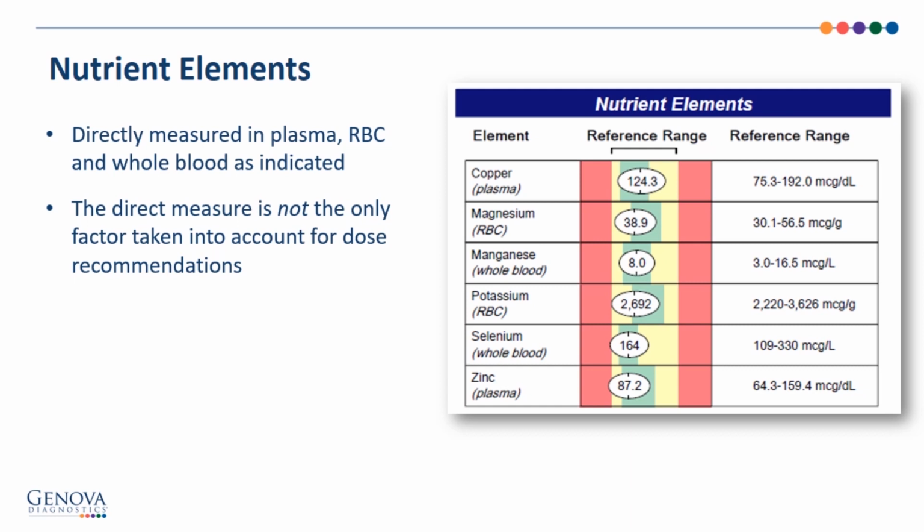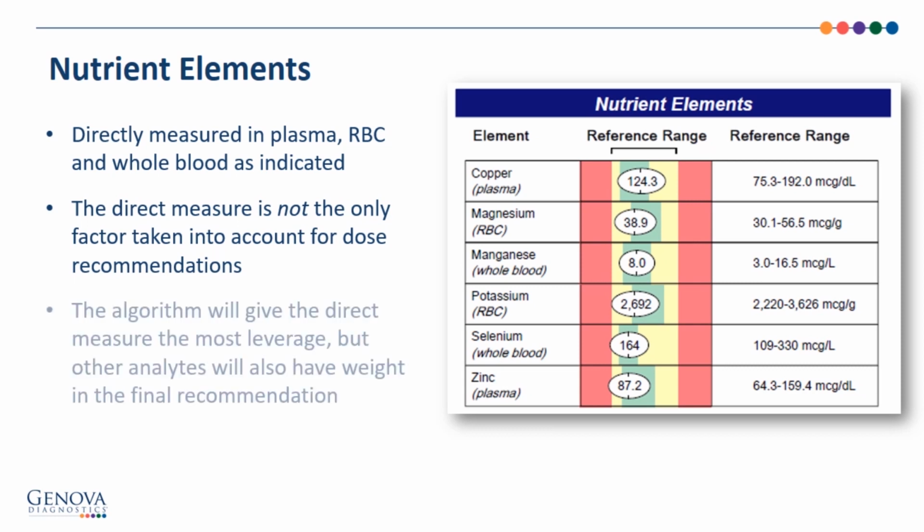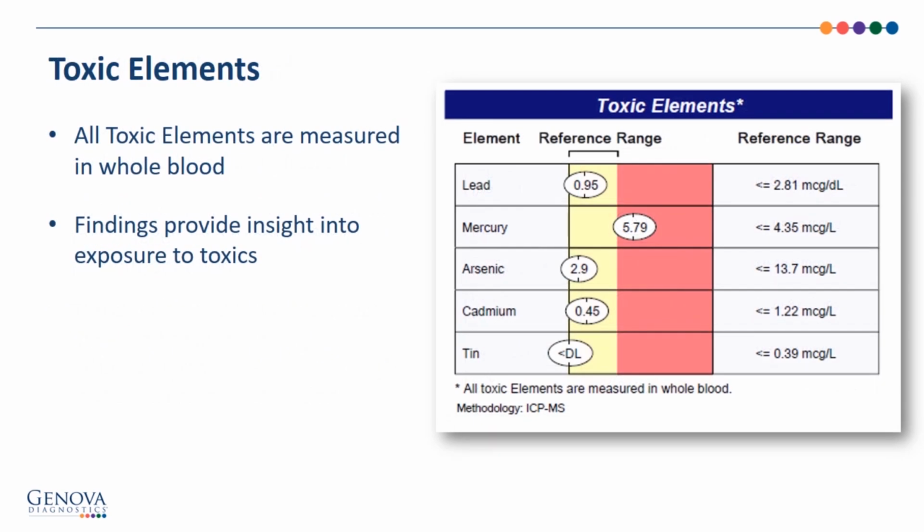And that's because the algorithm certainly gives the most leverage to the direct measure of magnesium, but will also take into account other markers on the test that require magnesium as a nutrient cofactor. So the algorithm will give direct measurement the most leverage, but other analytes will also have weight in the final recommendation. Toxic elements are measured in whole blood, and the findings provide insight into exposure to toxics.